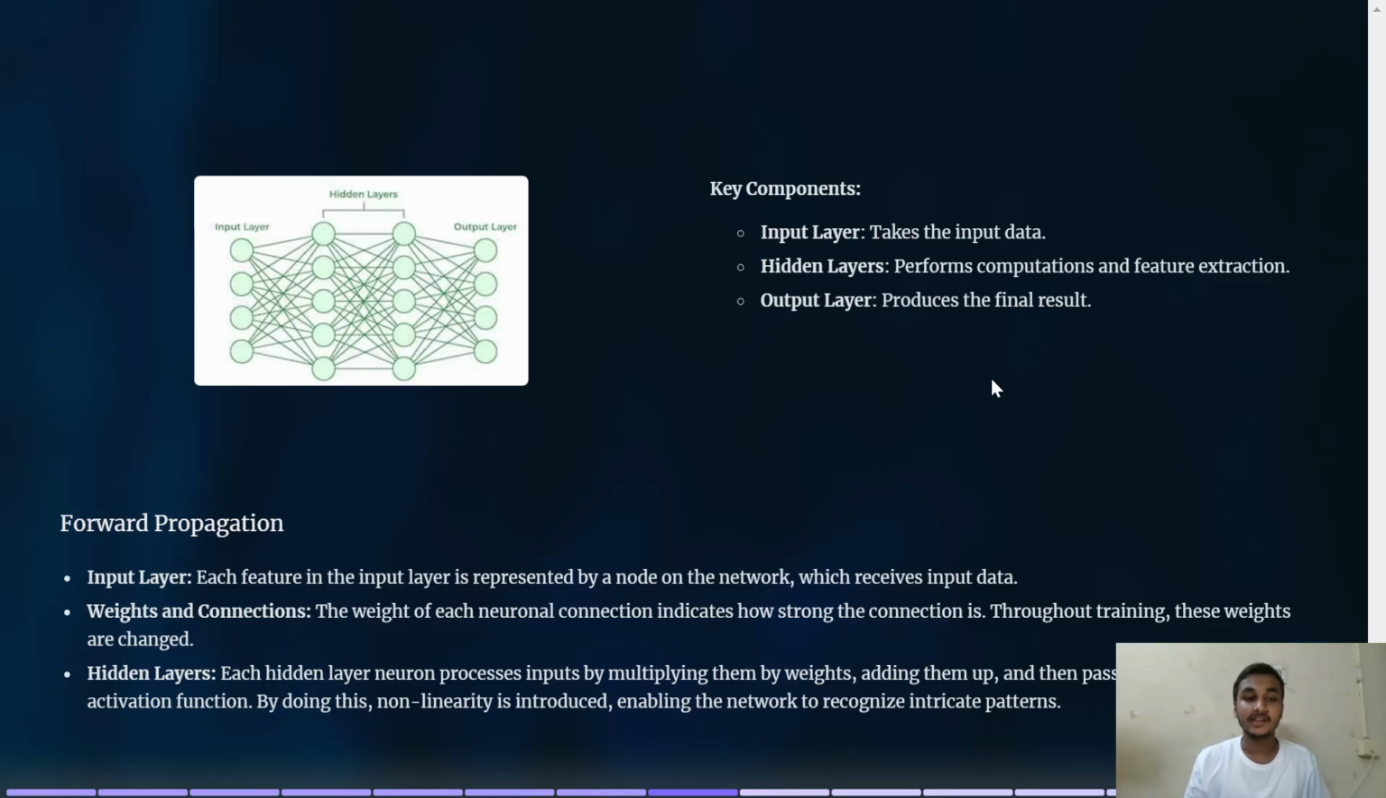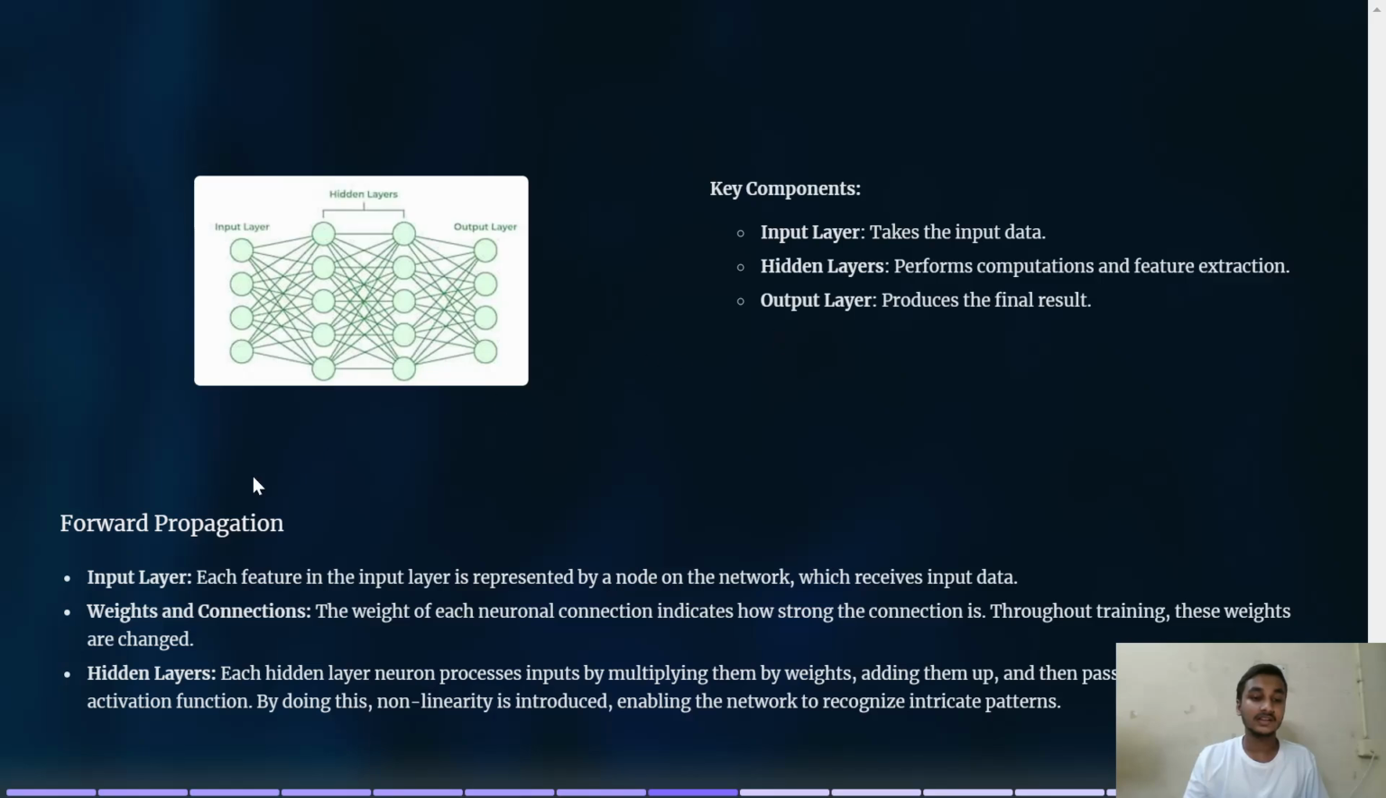Okay, now you can see the image. Here is the input layer, and there are two hidden layers and an output layer. These nodes are connected through connections. The input layer takes the input data, and the hidden layers perform computations and feature extraction. Then the output layer produces the final result.